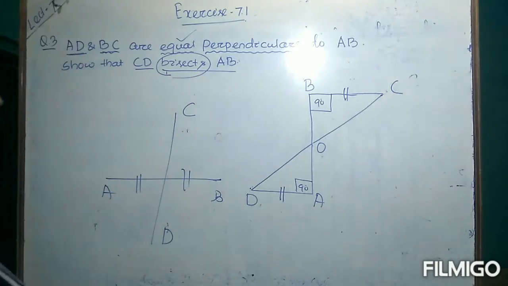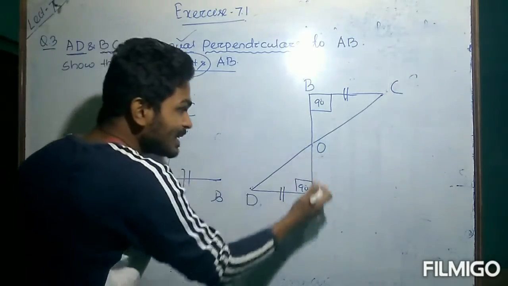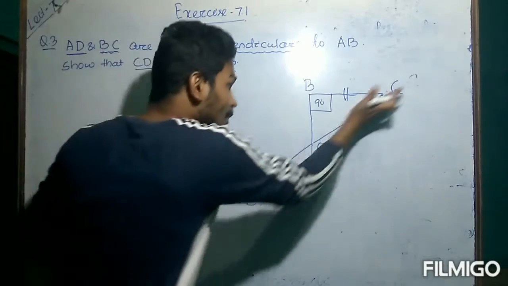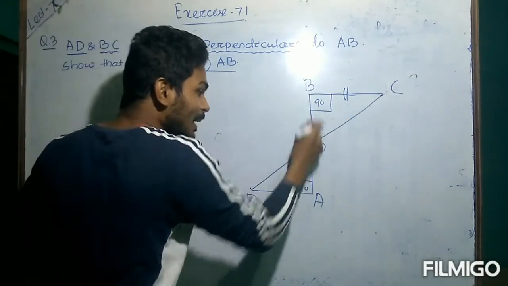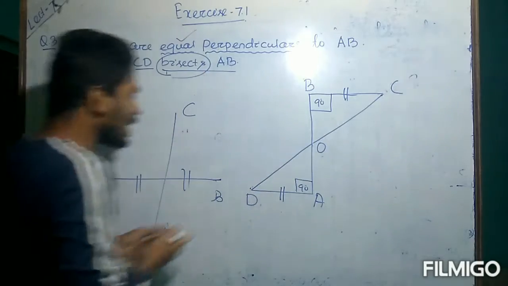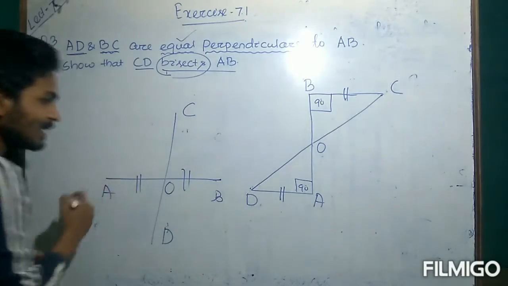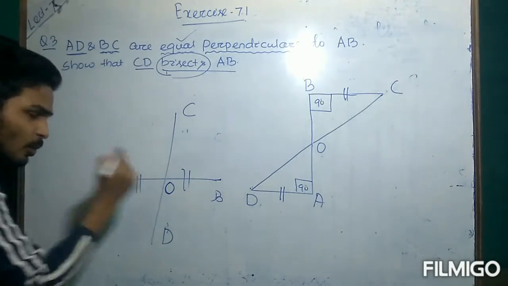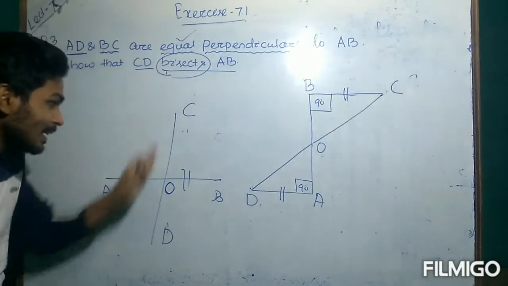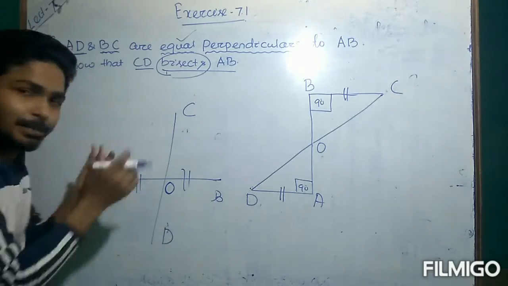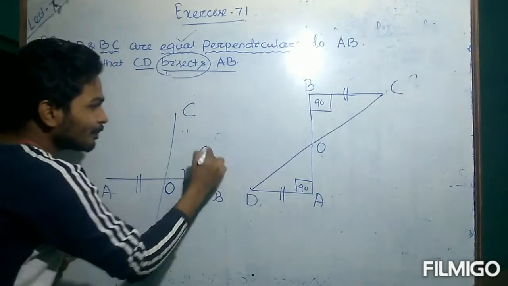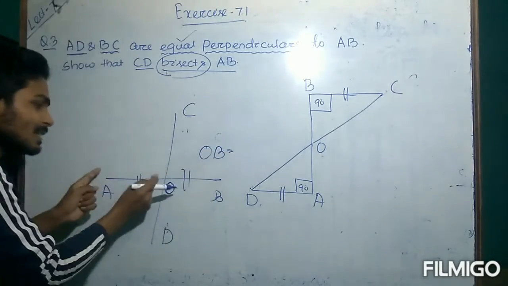Understood? So here also, if we take AB as a line, then this is the bisector. This line divides AB into two equal halves. Suppose it is the line CD and the meeting point is O. So it means that it is the line bisector. It means it divides AB into two equal halves. It means OB distance is equal to OA.